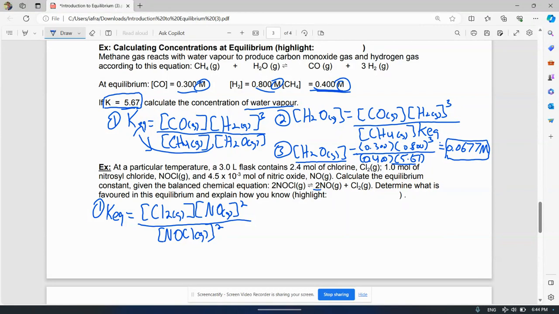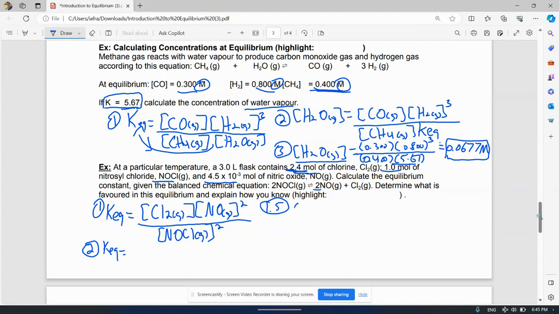And so generally, you'd go in and you'd plug in your numbers. You'd plug in your 2.4 moles of chlorine, your 1 mole of this NOCl, and your 4.5 times 10 to the power of negative 3 moles of nitric oxide. But remember that moles are not concentrations. This needs to be concentrations, because that's what an equilibrium looks at, change in concentration over time. So before you can actually go and plug all this in, you need to find the concentration of everything. So your little side mission, let's call it step 1.5, before you go to the last step, step 2, which is plugging everything in, is to find the different concentrations.